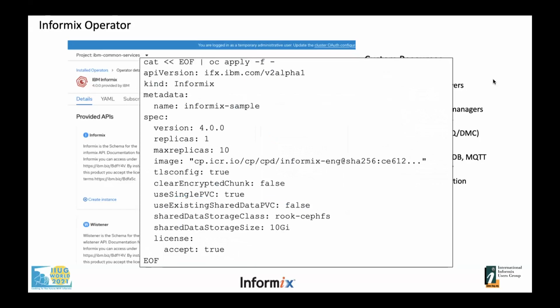To deploy an Informix instance with just one server, you can create an Informix CR by running the following command. This CR has more attributes than the one listed here. These are just the required ones. As you can see, you need to specify the storage type and if you want encryption or not, and the Docker image for the engine.